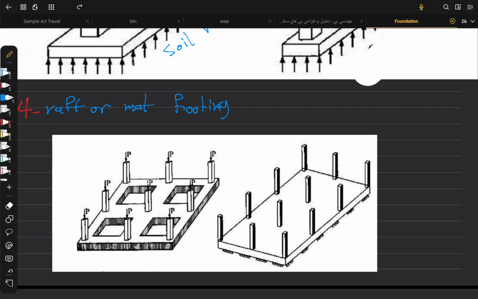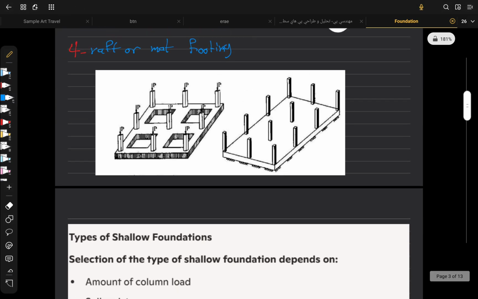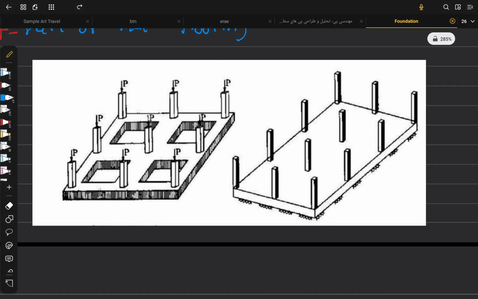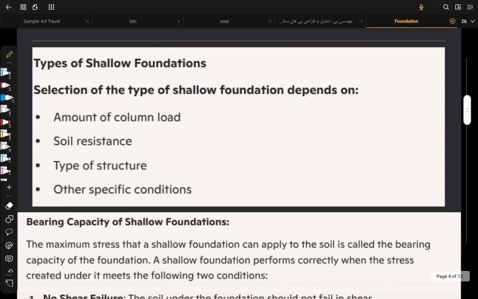Okay, we have raft or mat footing, which I think we use the most. In the pictures, there is nothing about them I want to tell you. It's easy to understand. They are footings that cover the whole area. Okay, types of shallow foundation. We can select the type of shallow foundation depending on this material. I will tell you more about it in the next lessons.